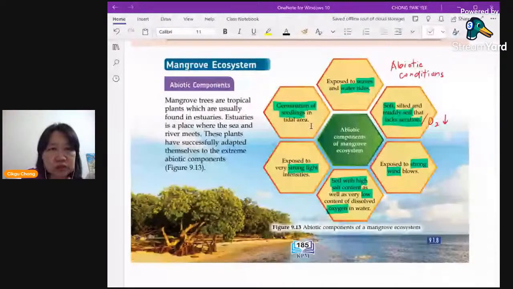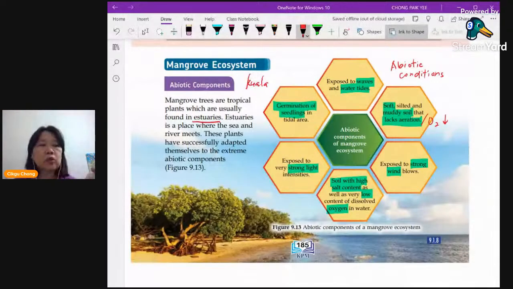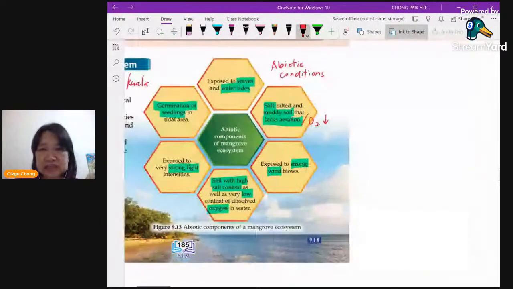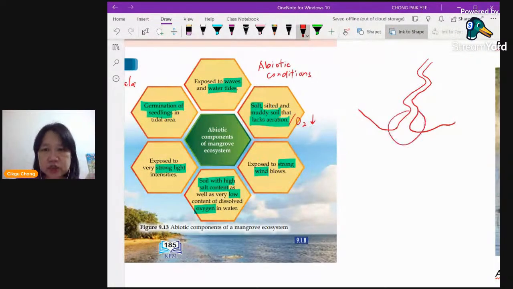You see this word here? Learn a new word. Most of you may not know the word. Estuary means kuala. What is a kuala? A kuala is a meeting place where the river meets the sea. If you can draw, let's say this is the river. The river comes from inland. As it goes nearer to the sea, it becomes wider and wider. So this is called the estuary.